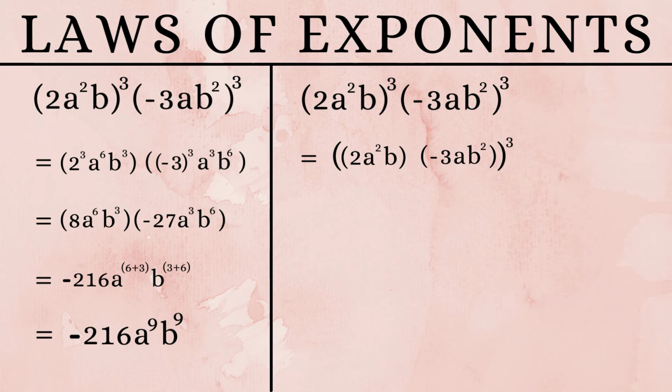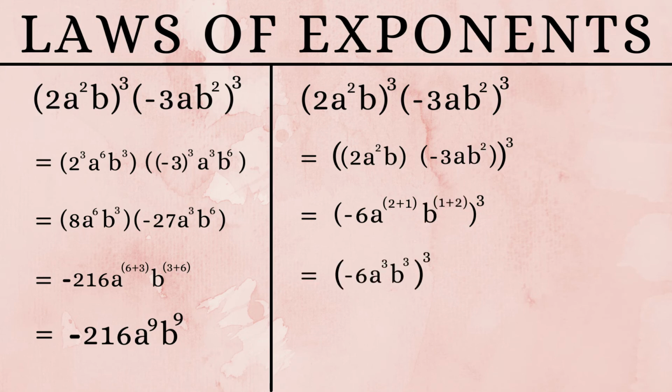In our next step, we multiply the terms 2a square b and minus 3ab square. 2 into minus 3 is minus 6. A square into a becomes a to the power of 2 plus 1. And b into b square becomes b to the power of 1 plus 2. Simplifying that further, we get minus 6 a cube b cube, the whole raised to 3.